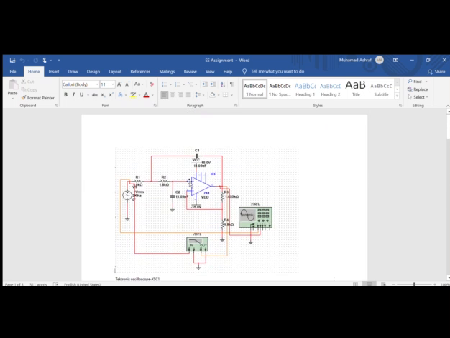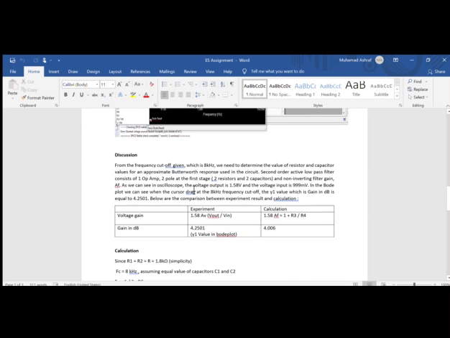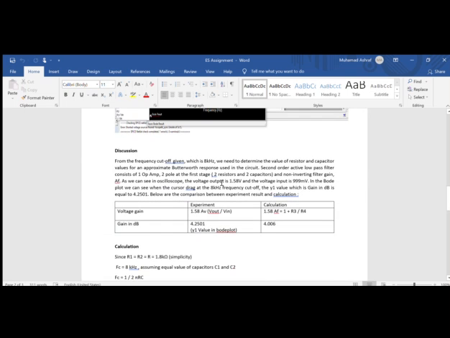Values for approximate Butterworth response used in the circuit. The second order active low pass filter consists of 1 op-amp and 2 poles. The first stage has 2 resistors and 2 capacitors and a non-inverting filter gain.